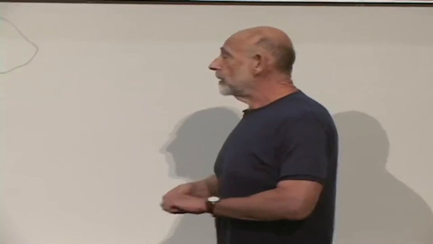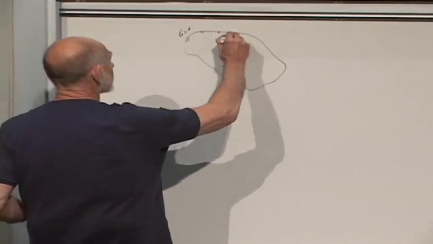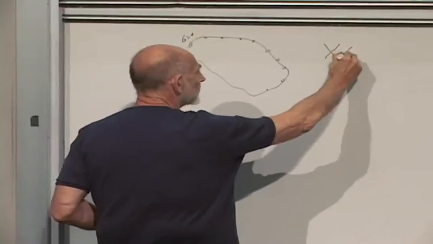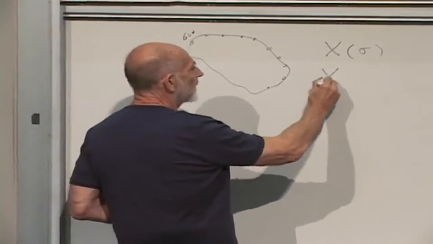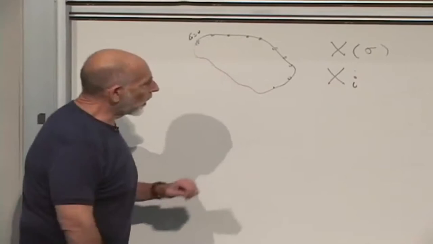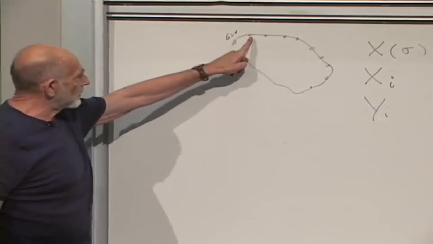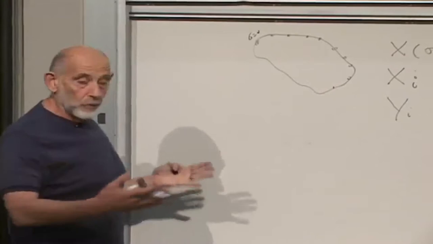We could begin by thinking of the string as a discrete collection of points. Then instead of having x of sigma and y of sigma, we would have x sub I and y sub I. What are x sub I and y sub I? They are just the positions of the point I units down the string. I might run from 1 up to n.